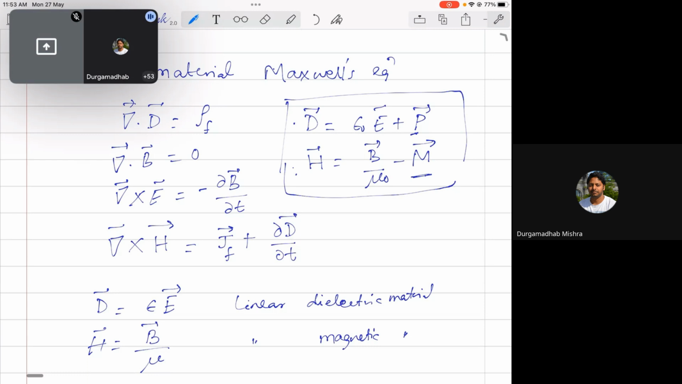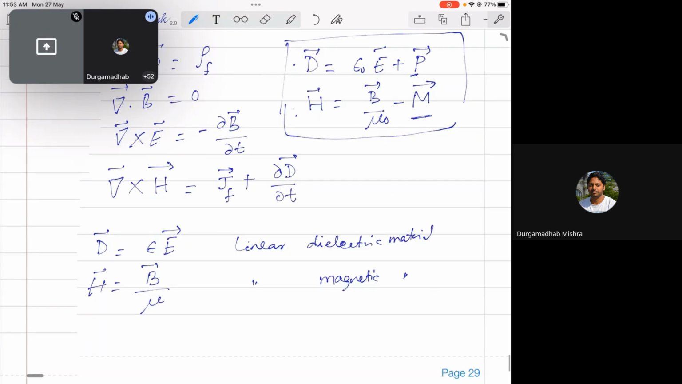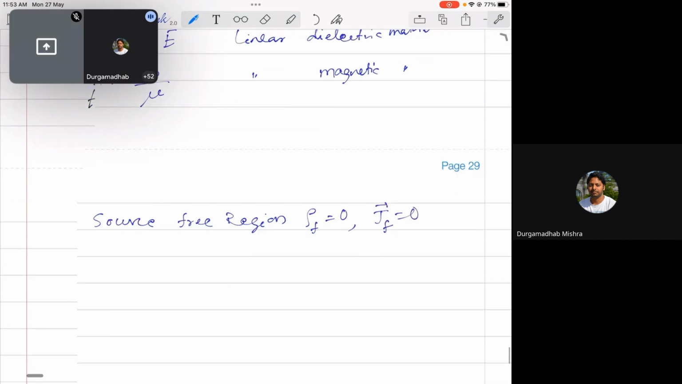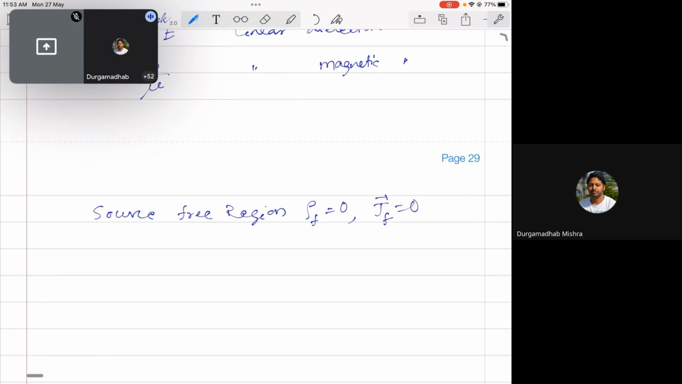So you just write it down, and you can then derive a wave equation, just like we did in free space. You can also write a wave equation in the material, but now this wave equation will change a little bit. So what will be the change? It will be equal to mu epsilon and del square E by del t square.